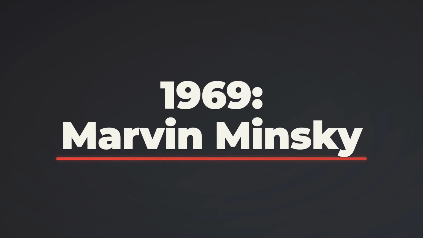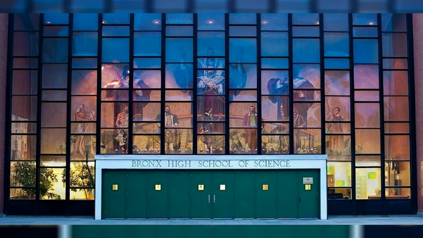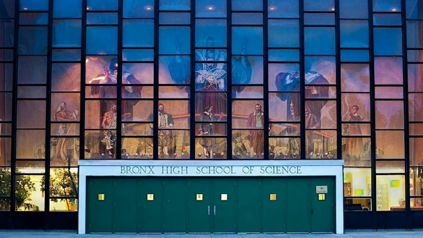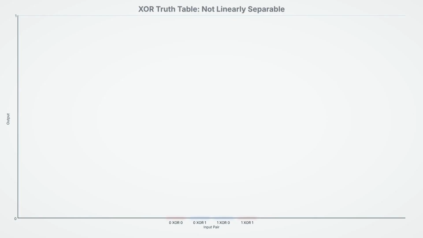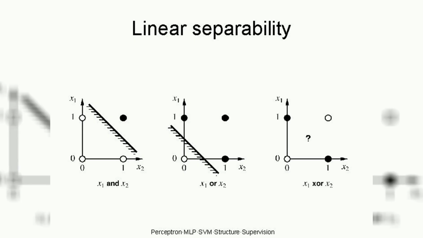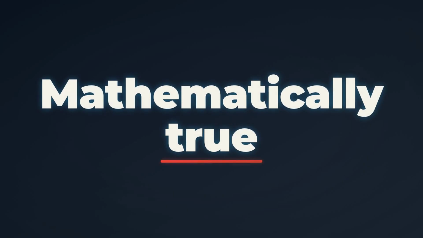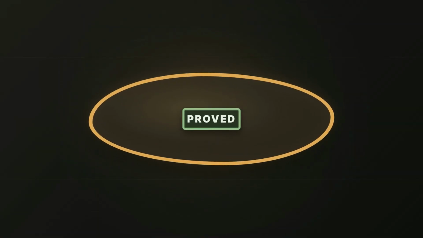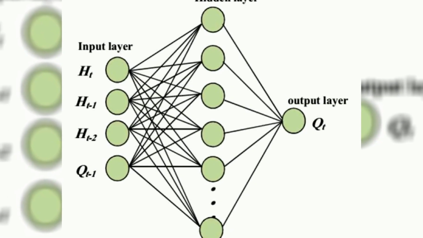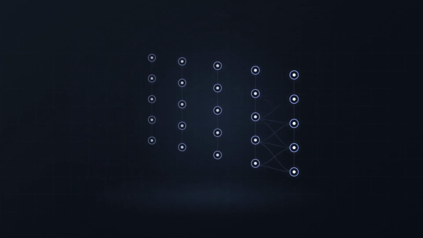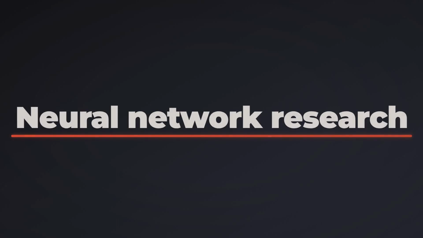In 1969, a researcher named Marvin Minsky, who, as a small but extraordinary footnote, had attended the same high school as Frank Rosenblatt, 1 year apart, published a book with Seymour Papert called Perceptrons. The book proved, rigorously, that single-layer perceptrons could not solve the XOR problem. That's mathematically true. But Minsky and Papert went further. They conjectured, mistakenly as it turned out, that similar limitations would apply to multi-layer perceptrons, that stacking layers of these neurons wouldn't help. The book didn't merely slow down neural network research.